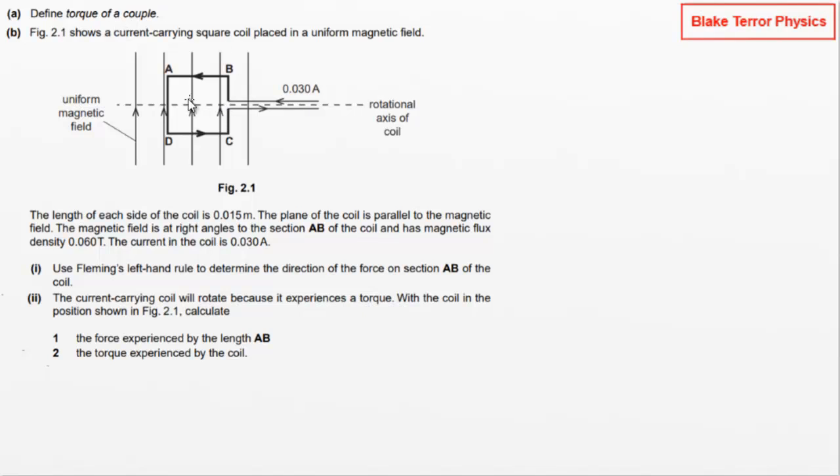All right, next up, we've got: define the torque of a couple. Back to our classical mechanics days, really, with this. The torque of a couple is equal to the magnitude of one of the forces in the couple, multiplied by the perpendicular distance between the forces.